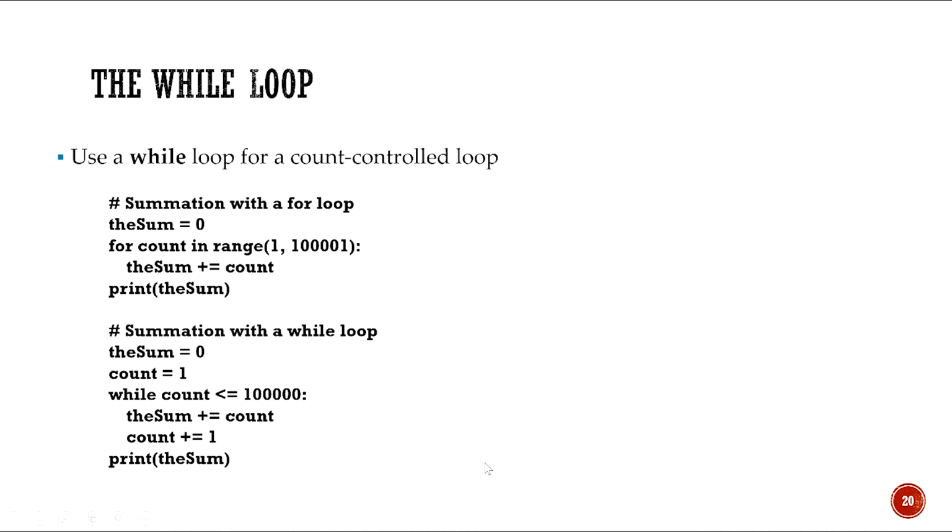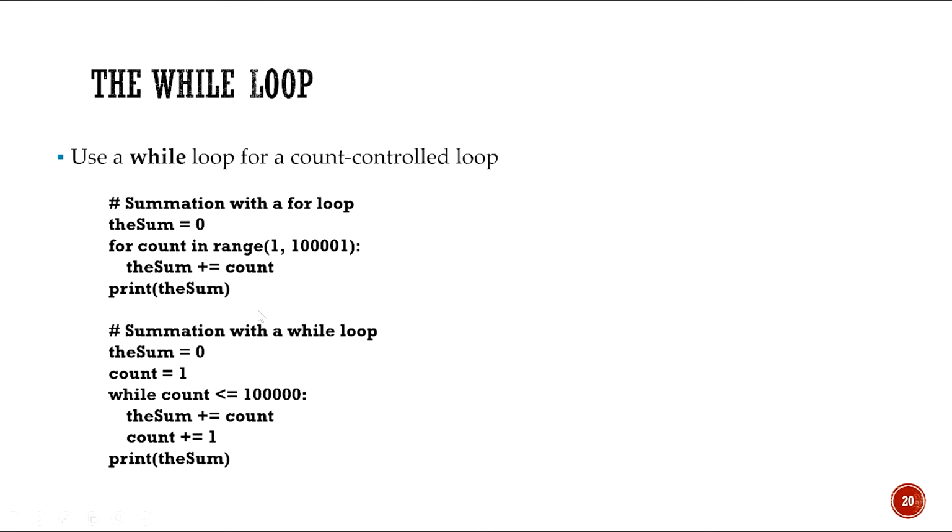Here, you can see an example with a for loop and with a while loop. We use a while loop for a count control loop here, and we have the summation. So summations in this range 1 through 100,000. So 1 plus 2 plus 3 plus 4 all the way through 100,000. So we can do that with the for loop or with a while loop, and you can see both versions here.